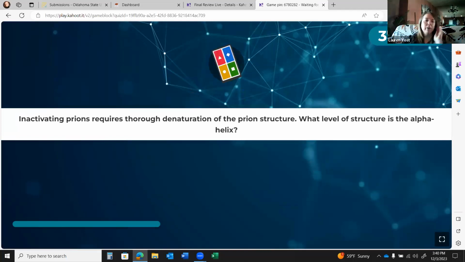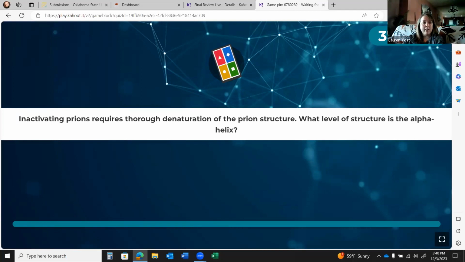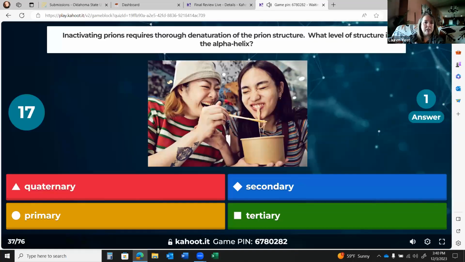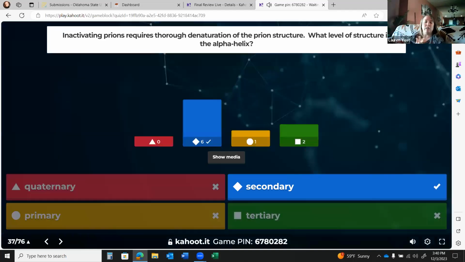Okay, not really. So in inactivating prions, you have to denature. What level of structure is the alpha helix? So if we're getting denaturation, bring it to primary. What level is the alpha helix? And the beta sheet, but I can't fit both of them on there because there are limits on how many words I can put. Right, so that's going to be secondary.